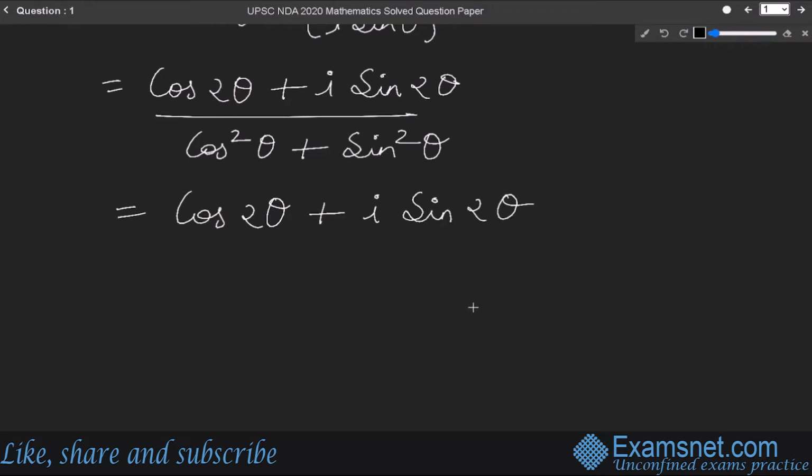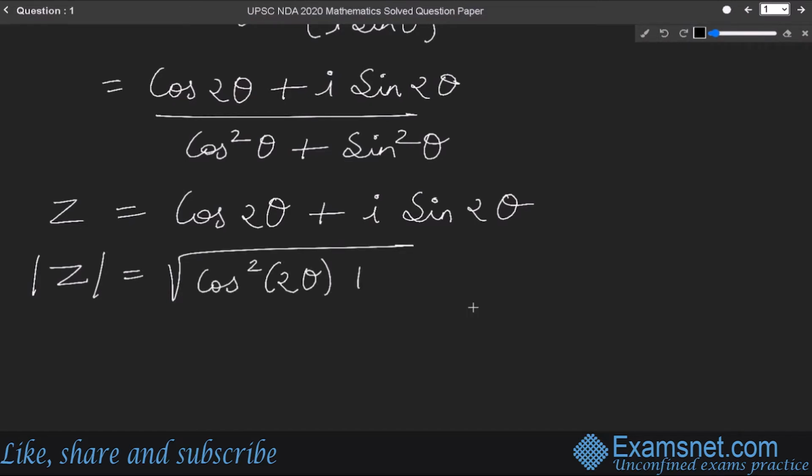Now we have to find the modulus of z. This is the value of z. Therefore, the modulus of z will be under root of cos square 2 theta plus sin square 2 theta, which will be equal to 1. So 1 is the correct answer for this question.